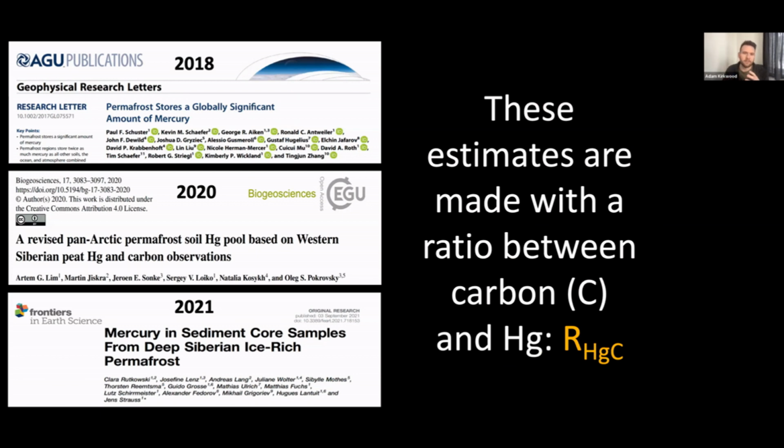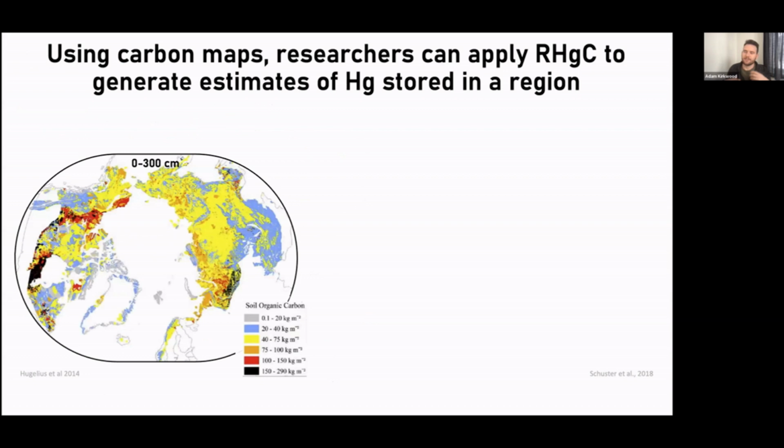And all of these estimates are made with a ratio between carbon and mercury, the ratio of mercury to carbon. This ratio is important because permafrost carbon has been a buzzword, and there's been lots of research on this in the last 10, 15 years. So there are very well-developed maps of how much carbon is stored in soils of the circumpolar north and in permafrost soils.